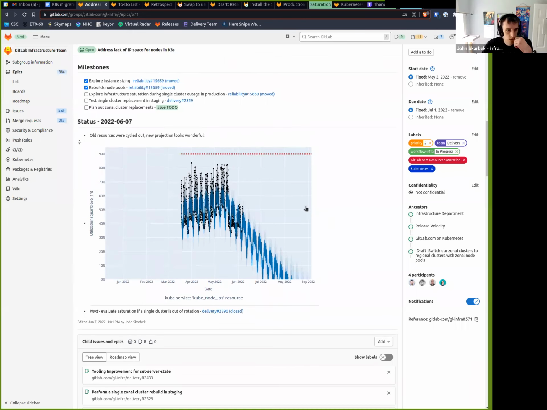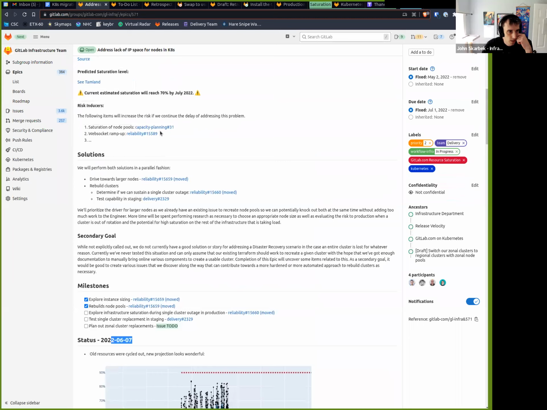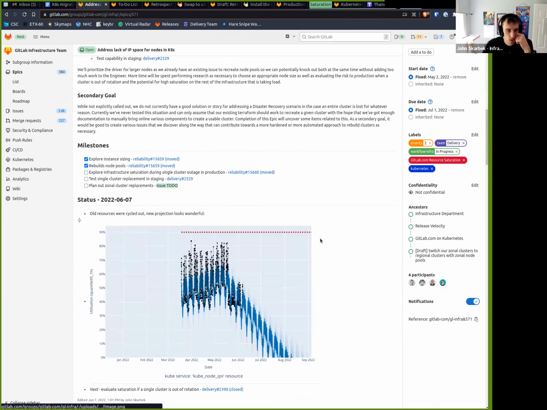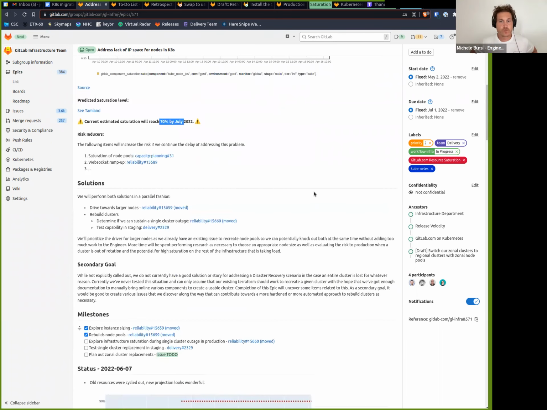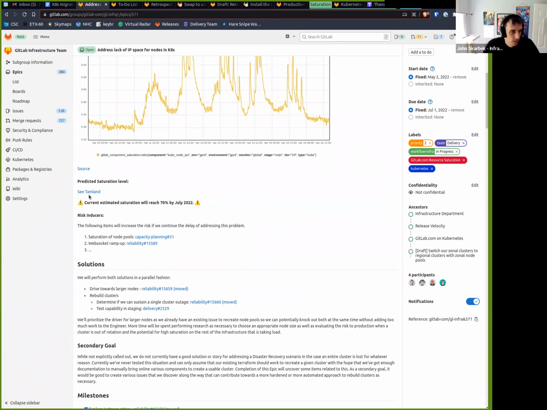But just to showcase the work so far, this was prior to the Git nodes. This is back from last week, but we were on an upward trend. And if I recall, we were going to hit 70% saturation by July. I didn't mark it here, but we were on target for being fully saturated come August, September-ish. But now that we've done all the node pools except the one I just fixed today, this looks wonderful. It's still going down.